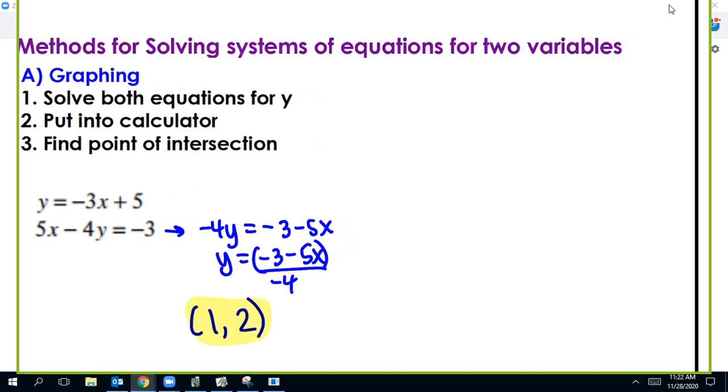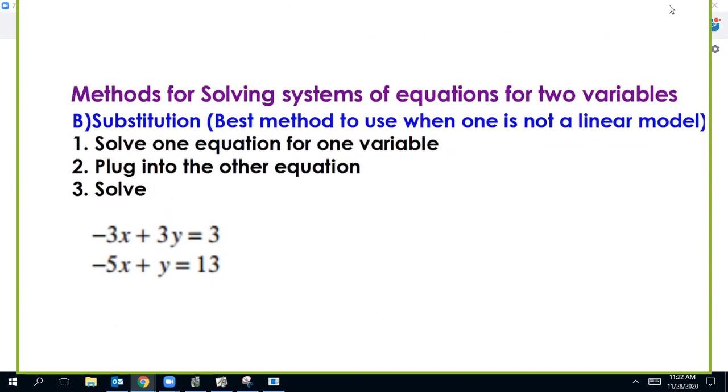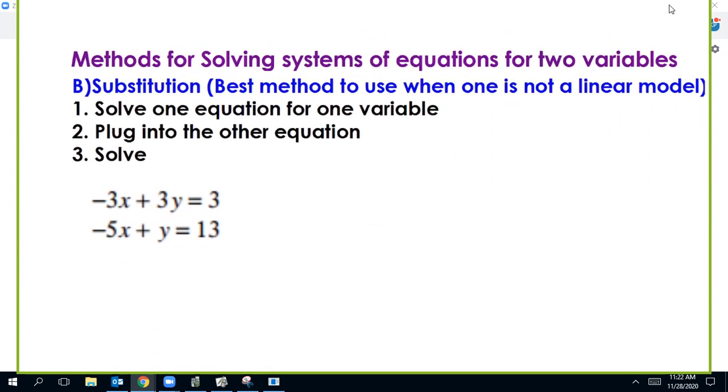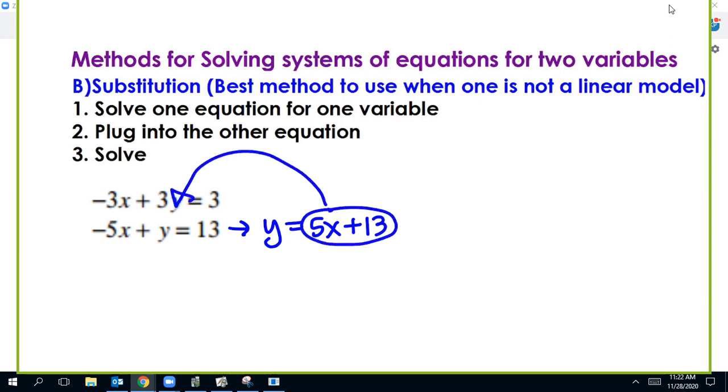All right, let's do another method, substitution. So substitution is when you want to have one of the variables by itself and equal to the rest. And so we'll just take this one and solve for y. We'll add the 5x over. And then we use what y equals in the other equation to solve. So it's going to be -3x plus 3 times 5x plus 13 equals 3.